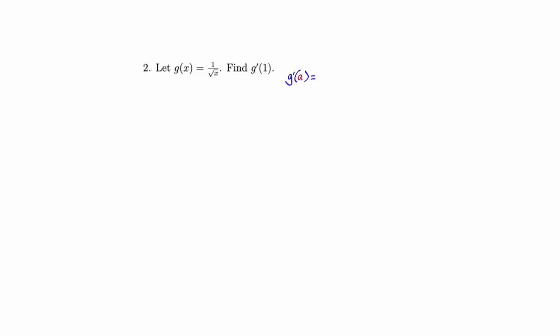The first way is using g prime of the number a is the limit as x approaches a of g of x minus g of a over x minus a. And so in this particular problem, a is the number 1. So g prime of 1 is going to be the limit as x approaches 1 of g of x, which is 1 over square root of x, minus g of 1, which is 1 over square root of 1, over x minus 1.